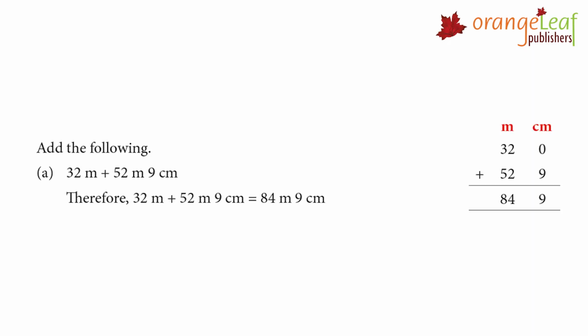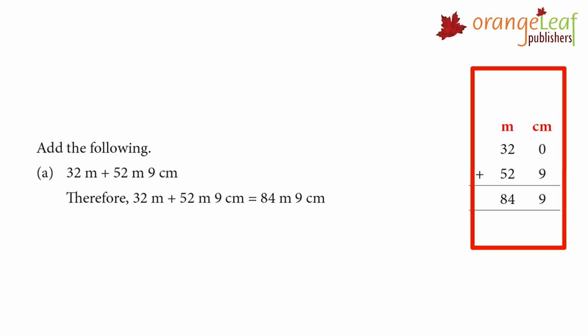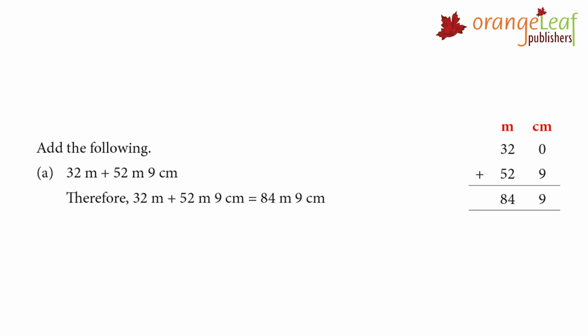Let's understand this with an example. So let's add 32 meters and 52 meters 9 centimeters. Now let's place all the numbers in the given columns according to the units of measurement, which is meters and centimeters. We place 32 and 52 in the meters column and 0 and 9 in the centimeters column. On addition, the answer is 84 meters 9 centimeters.